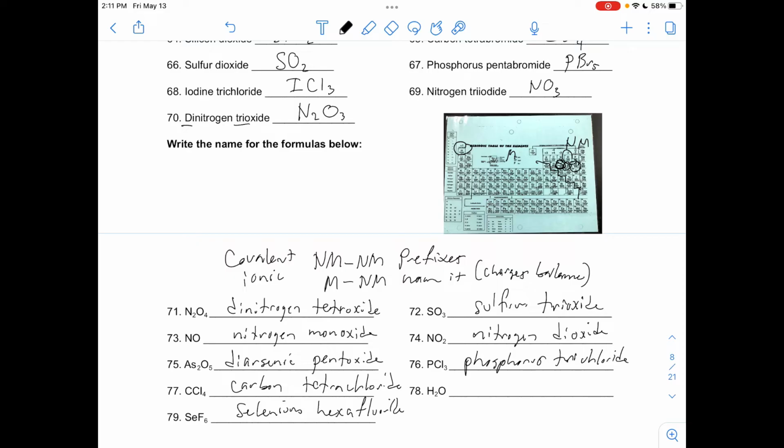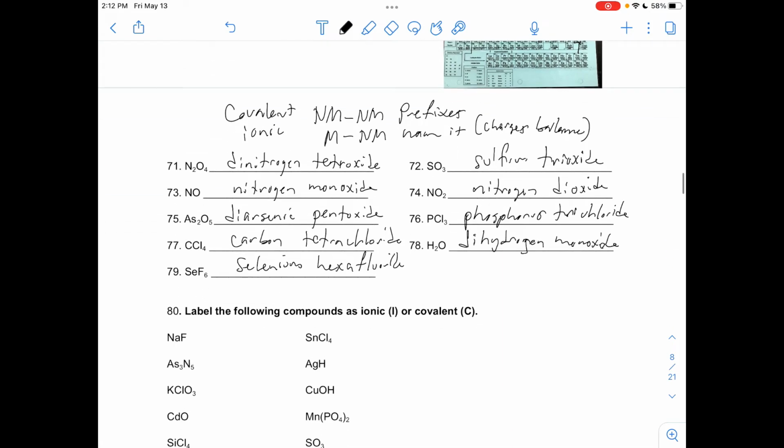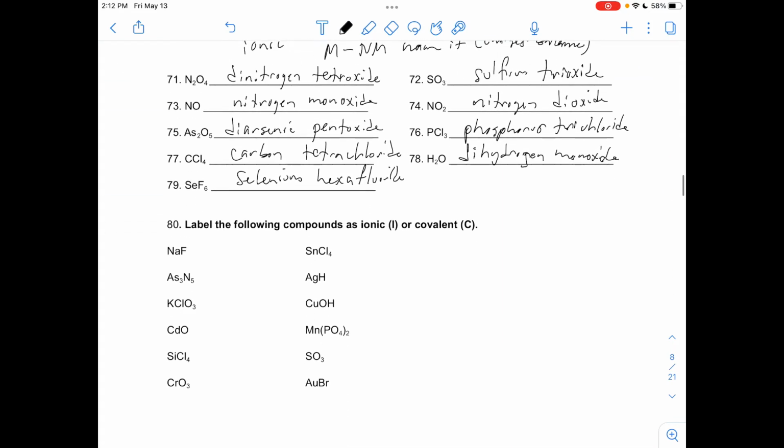And then lastly, hydrogen technically is a nonmetal. You got to remember that, even though it's not with all the rest over here in the top right. So it's dihydrogen monoxide, the official name for water. Okay, dihydrogen monoxide. Okay, moving on.